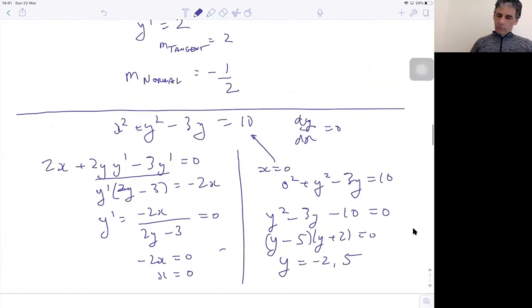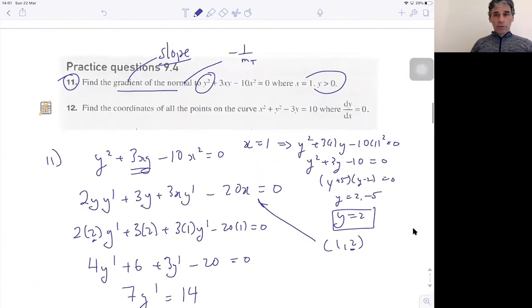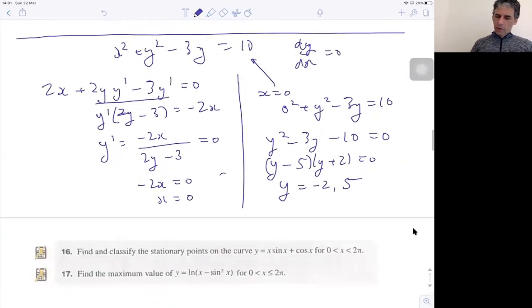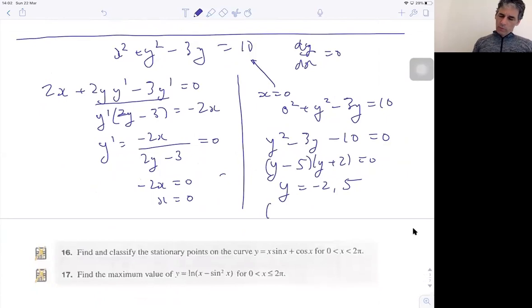Now this question, if we scroll back up and take a look, had no restrictions on x or y, so anything goes. So that means there's 2 points where the gradient is 0: (0, negative 2) and (0, 5). Okay? And that would solve that kind of question there.